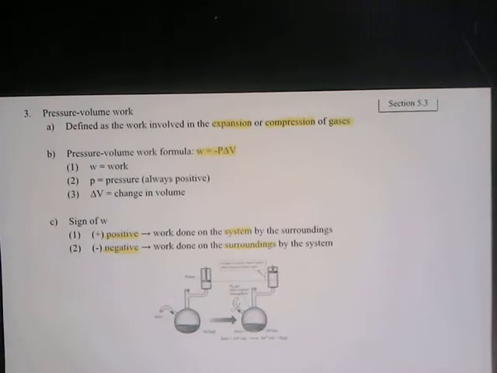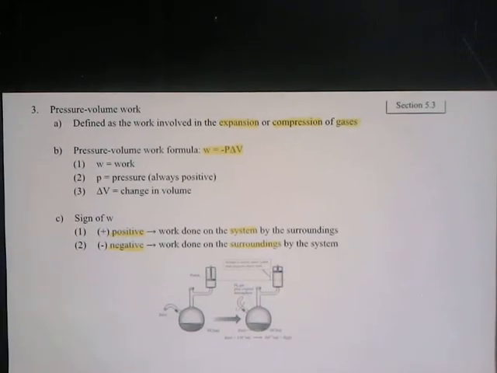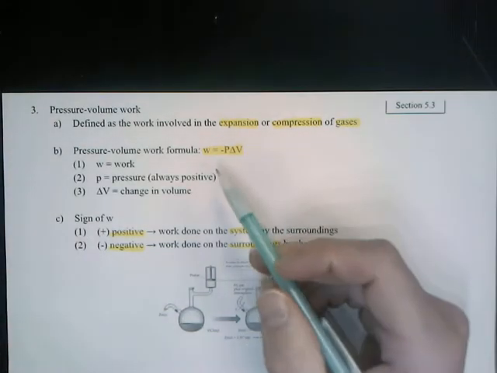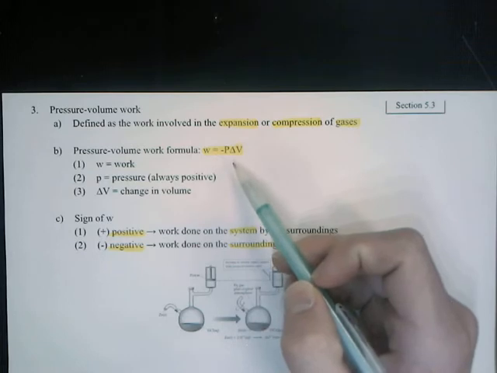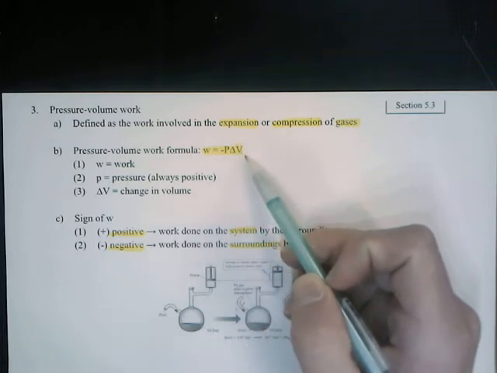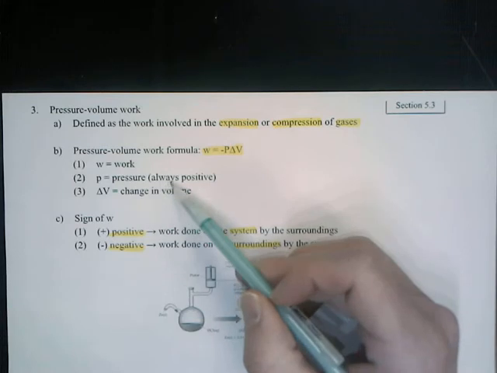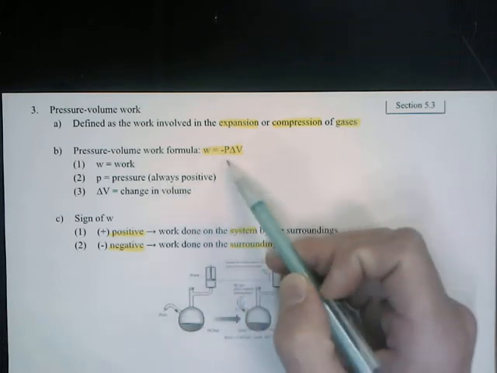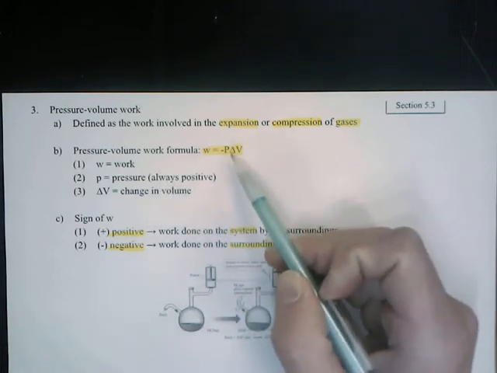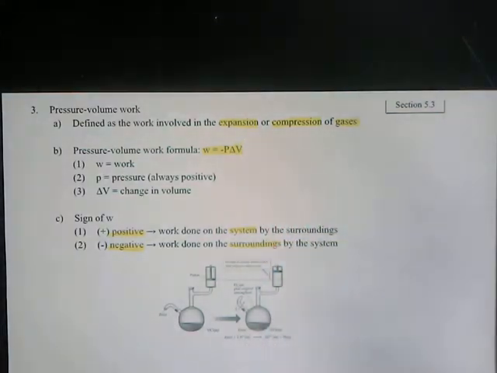So pressure volume work is defined as the work involved in the expansion or compression of a gas. Now, we can more easily interpret this here with work. So work is equal to negative P times the change in volume. Now, here it says our pressure is always positive and it's always going to be one number. The change in volume, anytime you have a change in volume, you're going to have a final volume minus an initial volume. So that's something to keep in mind as we go through this process here.